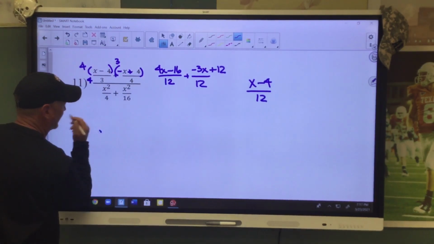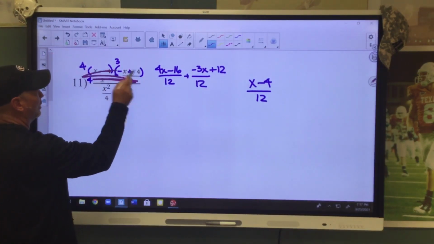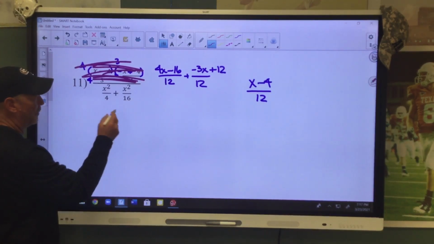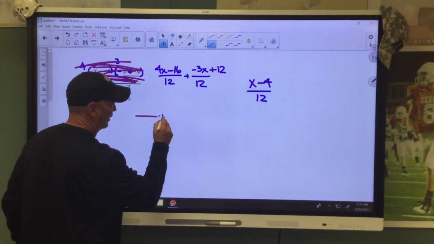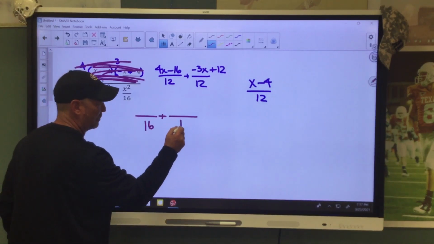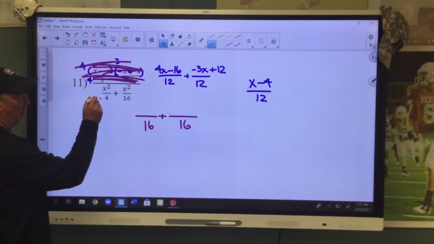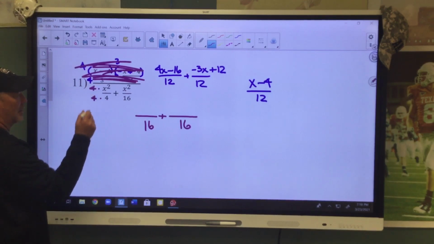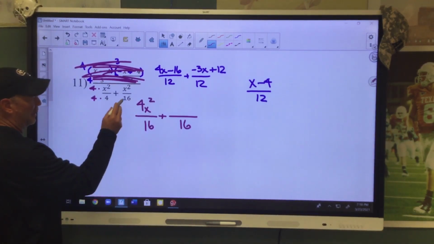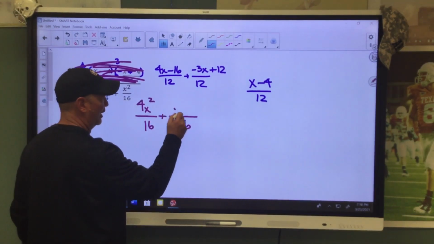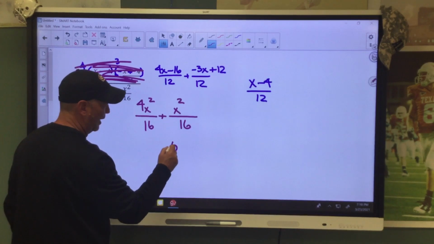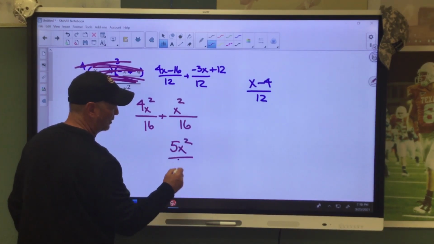Okay, so now we're going to look at the denominator. We're going to try to get a common denominator here. And we're going to add, and I have a 4 and a 16. We're going to try to get 16 as my common denominator. So I would have to multiply this times 4 and this times 4, which gives me 4x squared. This is already 16. I do not have to change anything. That's going to give me x squared. And when I combine that, that's going to give me 5x squared over 16.